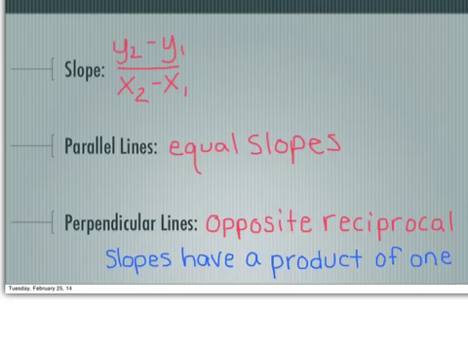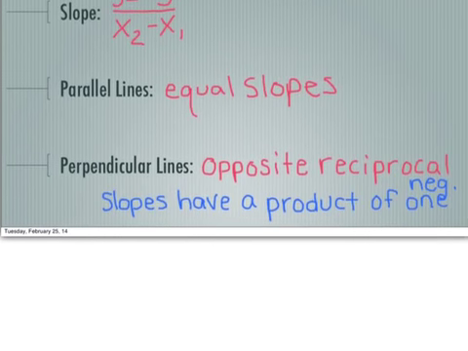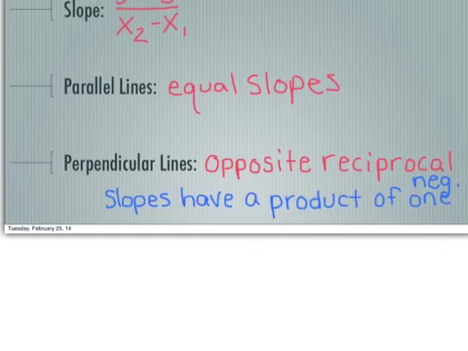Okay, so if the slopes have a product of 1, they're perpendicular. What does product mean? Oh, and actually I messed that up. It's negative 1. Oops, negative 1. Product of negative 1. Okay. What does product mean? Multiplying. Okay, so let me show you an example of why these two are really the same thing.